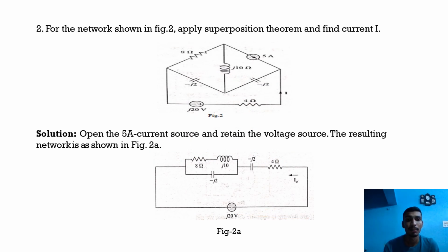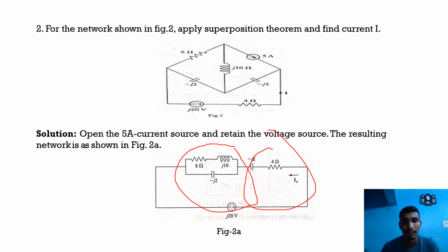The second one is the superposition theorem. For the network shown in figure 2, apply superposition theorem and find the current I. The solution: we redraw the circuit, open the 5 ampere current source and retain the voltage source. The resulting network is shown in the figure. The circuit is redrawn and this major part is taken here and this part is taken over here, and we get the separation of this.